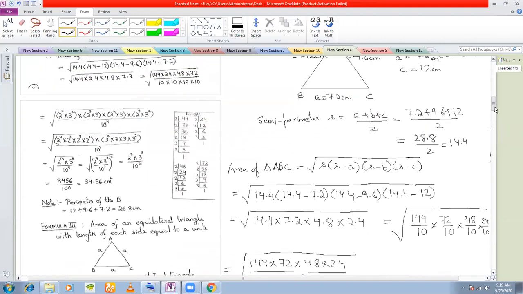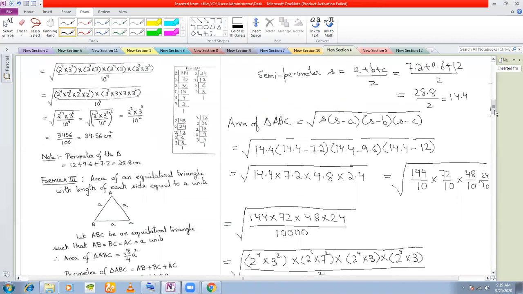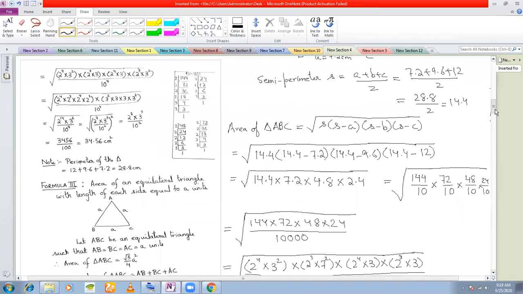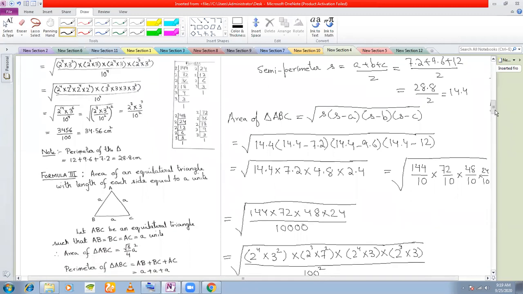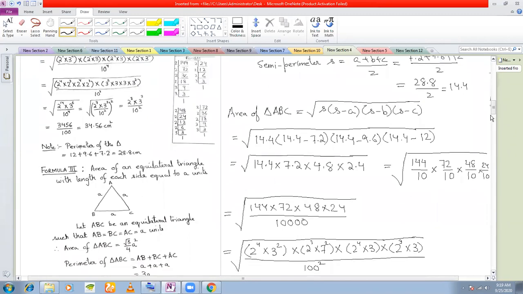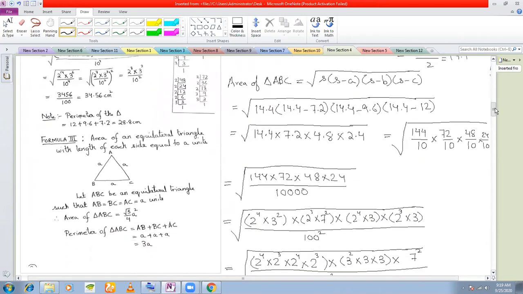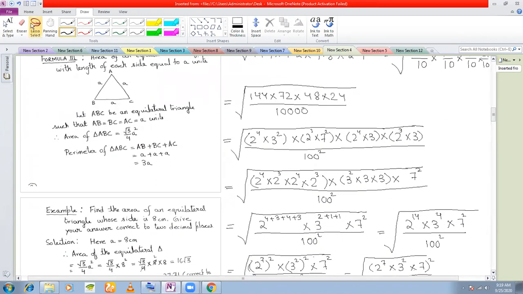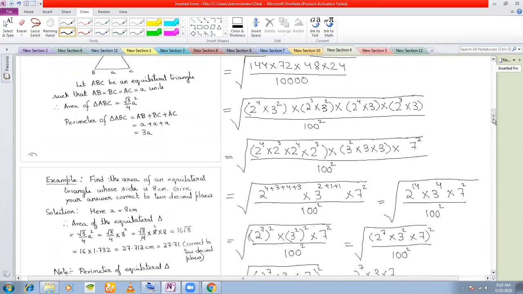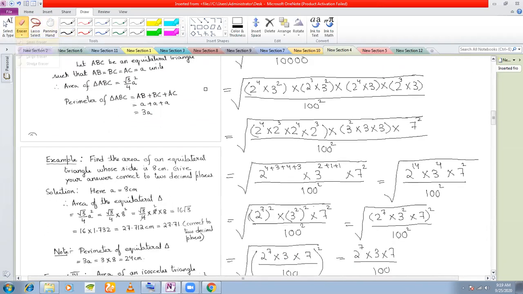So this is 2 cube into 3, 72. So what is the prime factorization of 72? 2 cube into 3 square. So this should not be 7. This should be 3. This should be 2 cube into 3 square. Fine. We make the changes accordingly. Not much change is required.